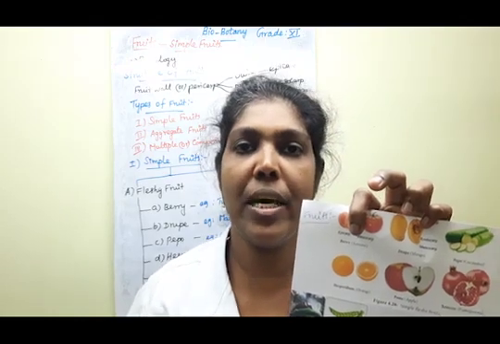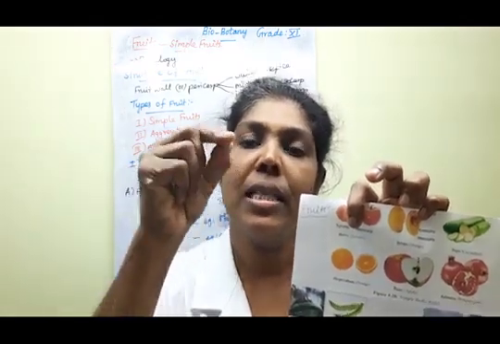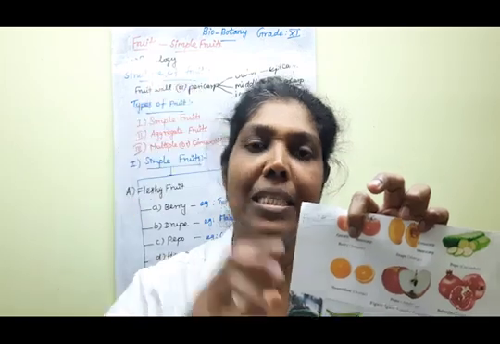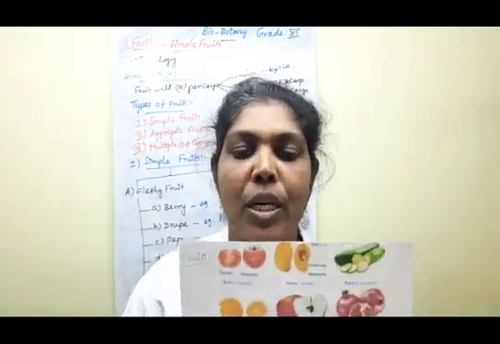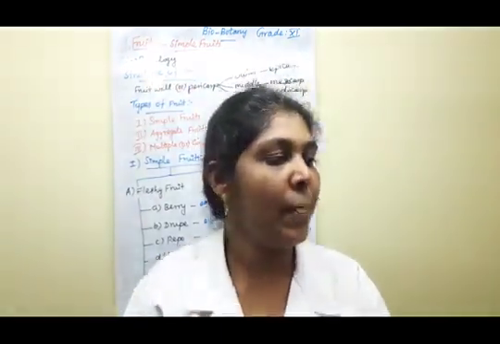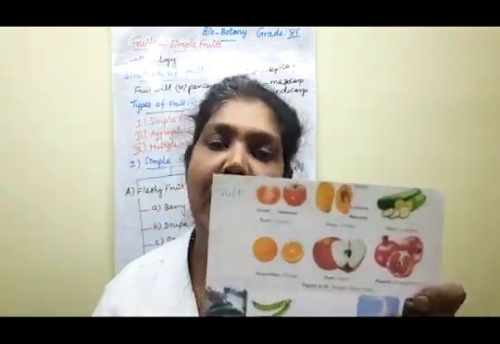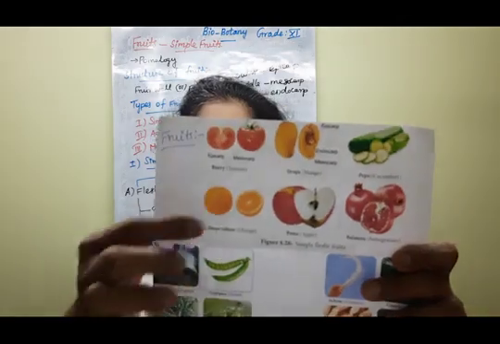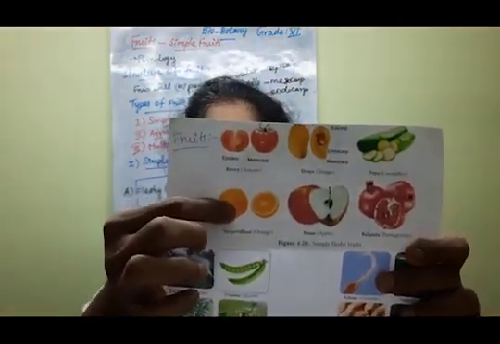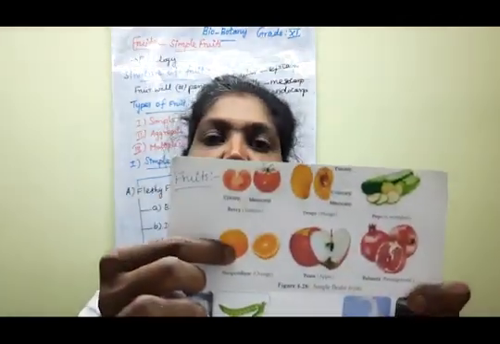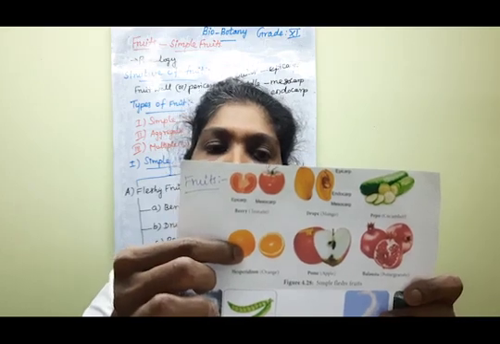Understood? Say yes or no? Then there are also the partitions, and the seeds are present. Understood? So the next type of this fruit is the Hesperidium. That's a good example for lemon and orange. Clear, children? This is the diagrammatic representation of this fleshy fruit. So that's the type, the Hesperidium.